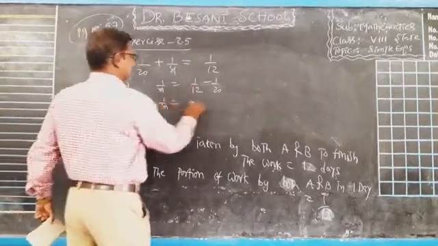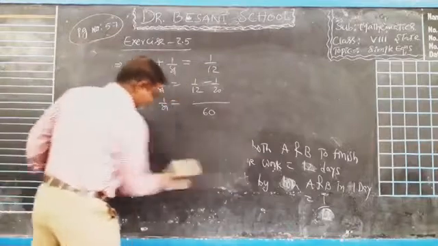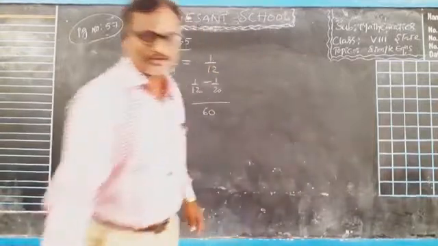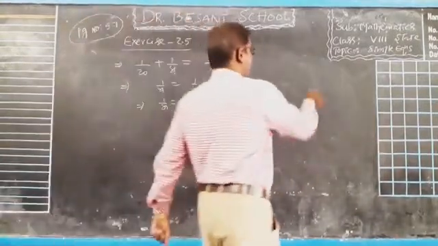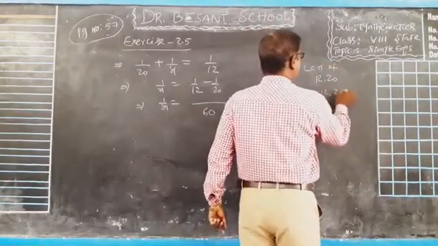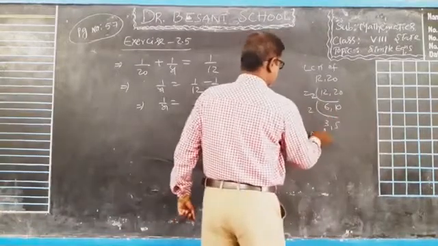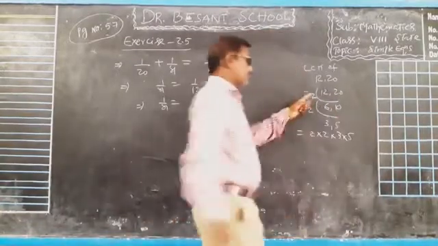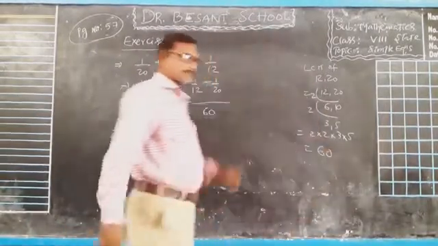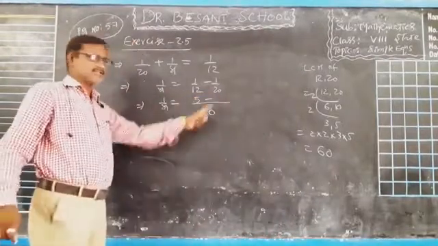So 1 by X is equal to, the LCM of 12 and 20 is 60. Do you know the LCM of 12 and 20, children? 60. Let us find the LCM of 12 and 20. Both are divisible by 2: 6 twos are 12, 10 twos are 20, and then 3 and 5. So 2 into 2 into 3 into 5. 2 2s are 4, 4 3s are 12, 12 5s are 60. So 12 goes into 60 five times, and 20 goes into 60 three times.